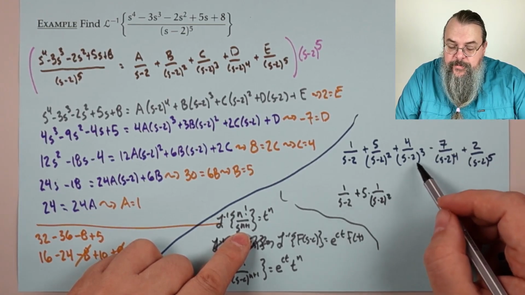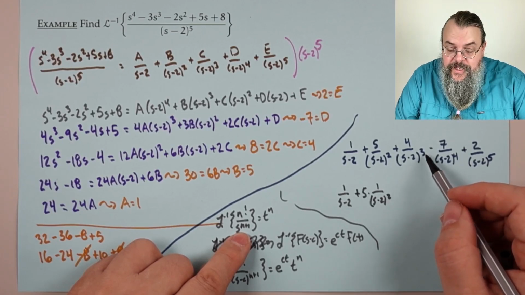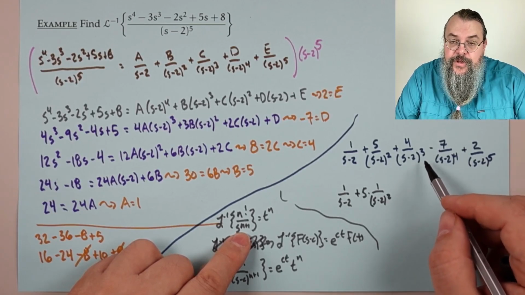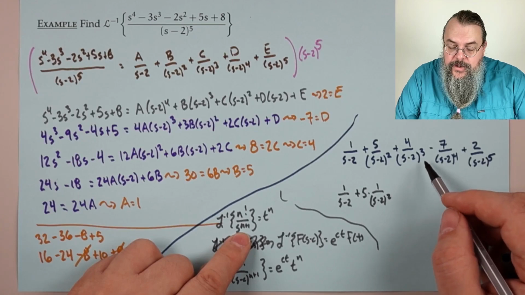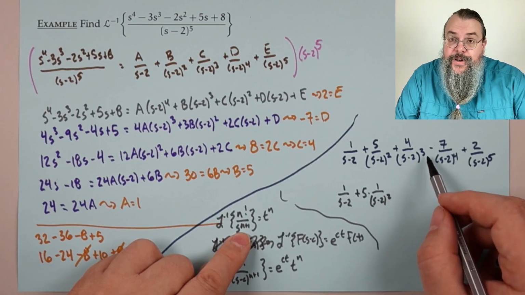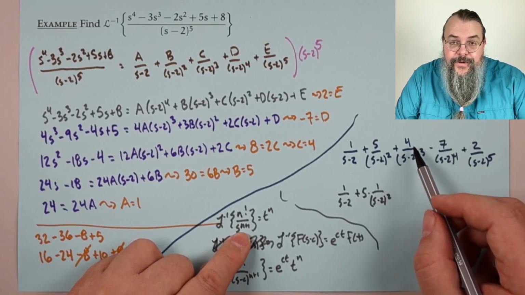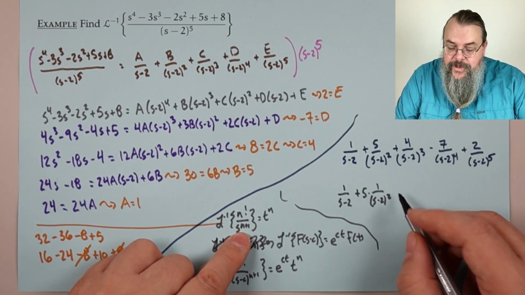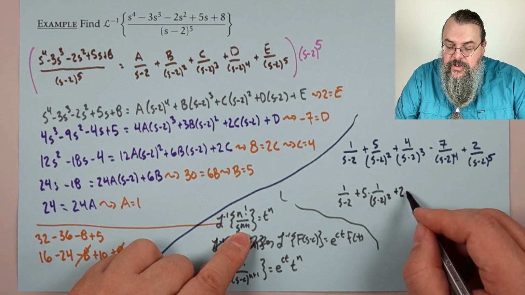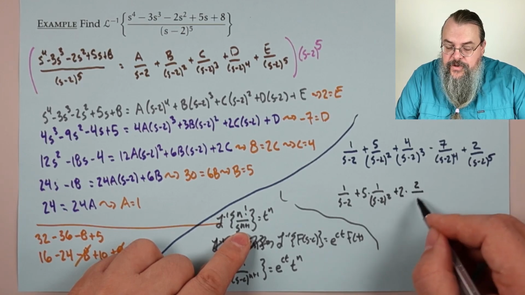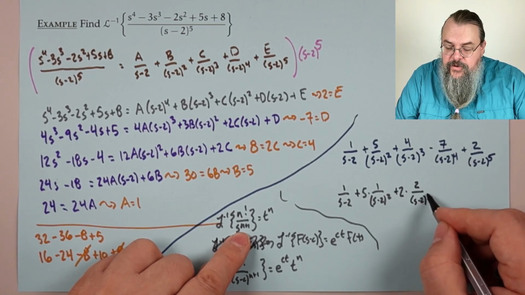Now we come to the next term, s minus 2 cubed. Well, for s minus 2 cubed, what do we want? Well, that's 2 plus 1. So upstairs we want 2 factorial. Well, 2 factorial is 2. We have a 4. So we'll write this as 2 times 2 over s minus 2 cubed.